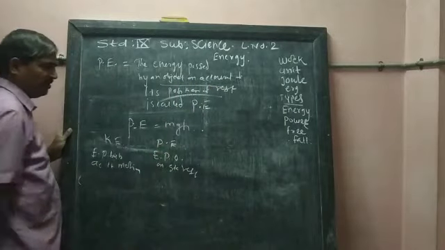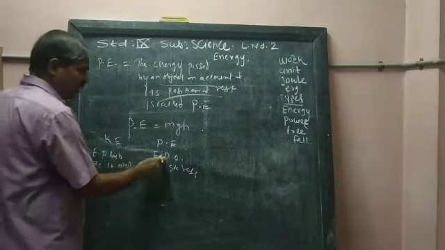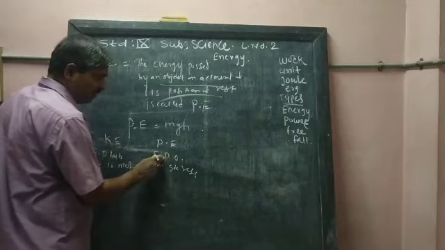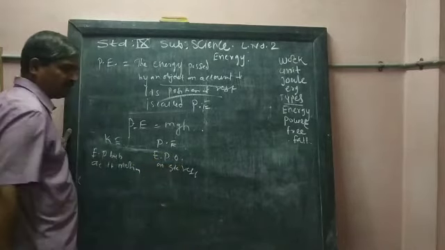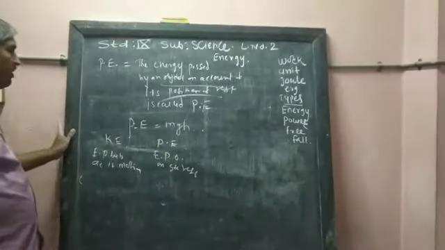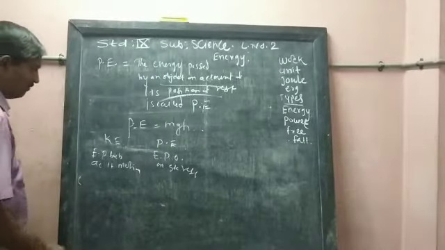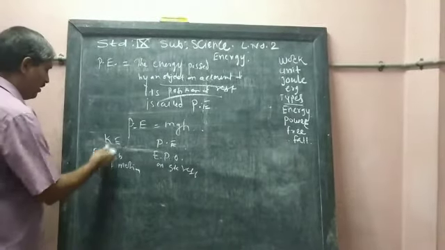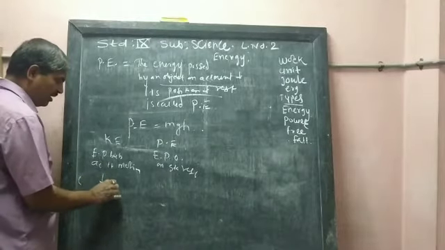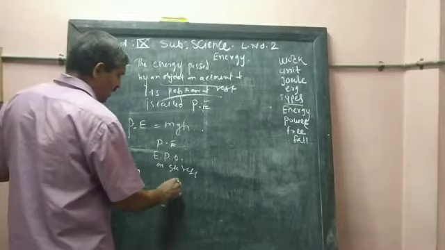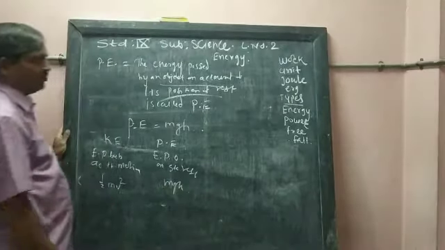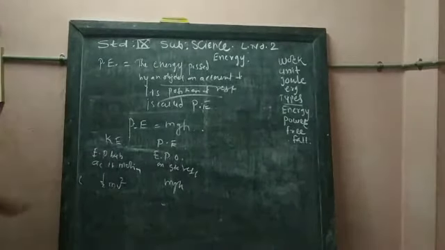I have written the definition here. Energy possessed by an object on account of its state of rest or position of rest is called potential energy. The second point is simple. The kinetic energy is calculated by 1 upon 2 mv square. Potential energy is calculated by mgh. Understand? Have you any difficulty till here?